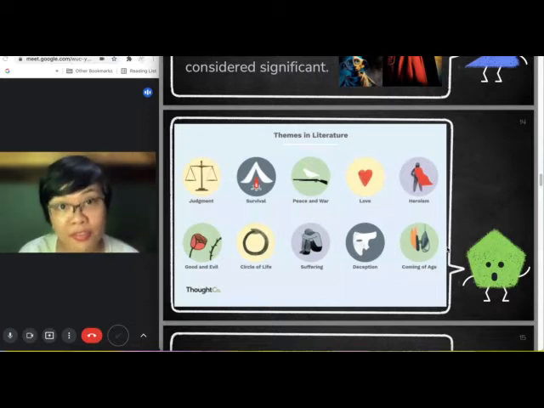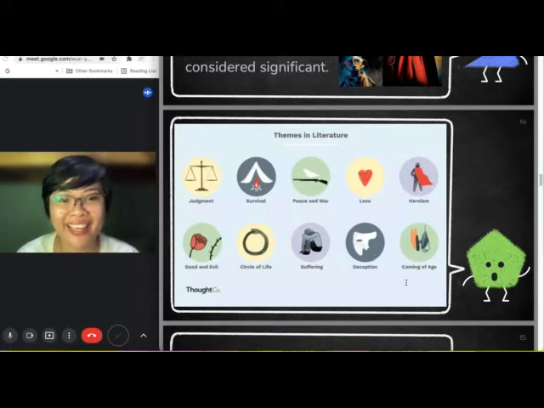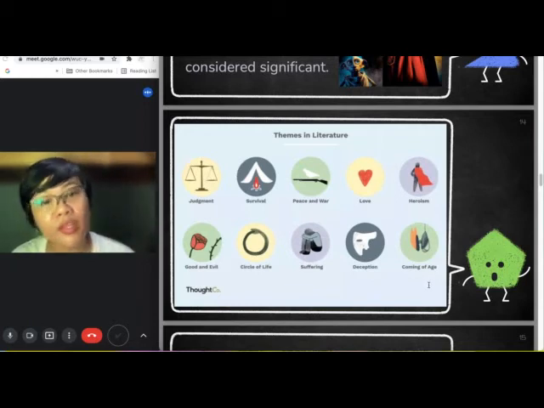And then we have suffering, like Dear Evan Hansen. And we have deception. This is a mask, the Mask of the Phantom of the Opera. Okay, you should watch the Phantom of the Opera if you haven't watched it yet. And then we have coming of age. Okay, so these are 10 of the most common themes in literature.